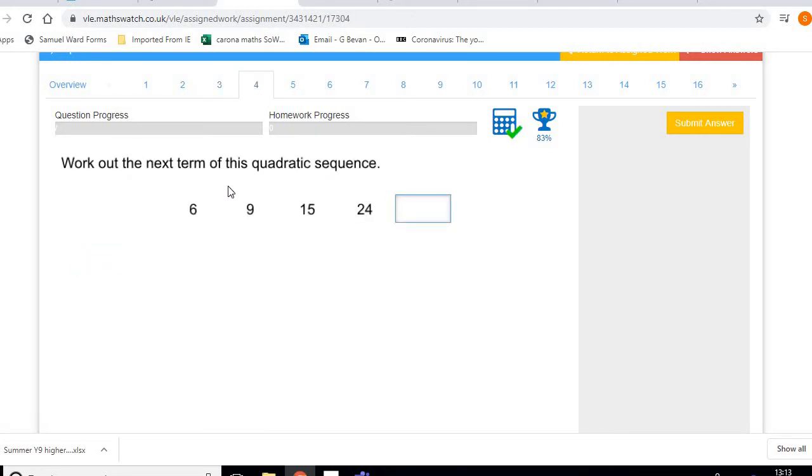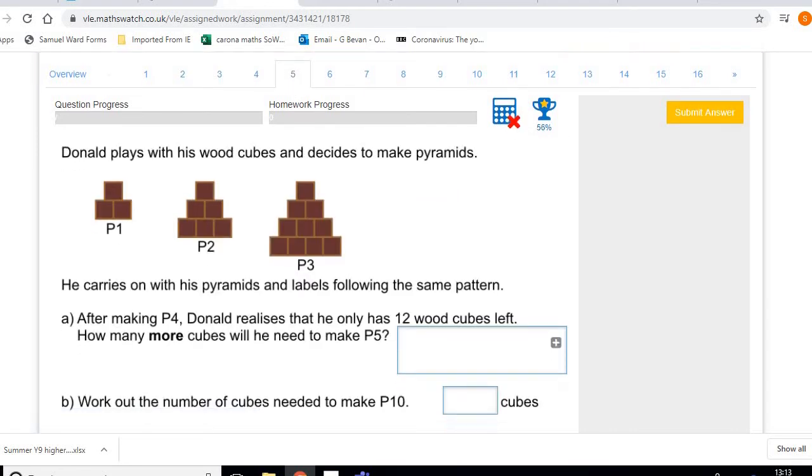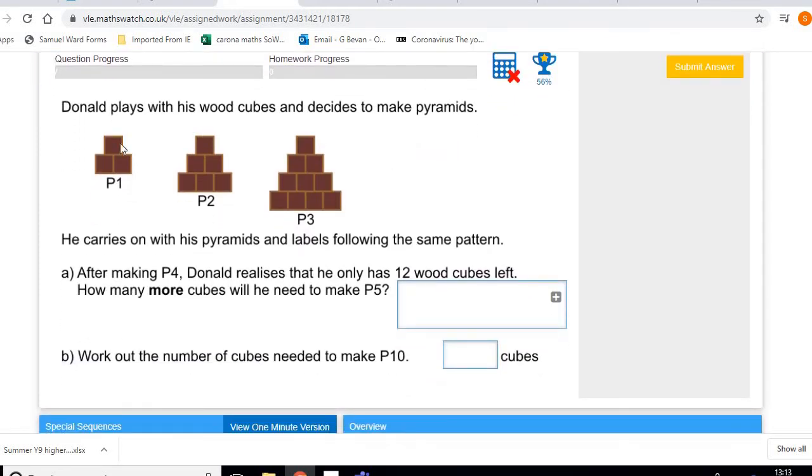This is a more difficult sequence. I'm going to come back to this one. In this one, we've got a set of cubes. Okay, and if we add them up, we can work out how many are in each sequence. So there's 3, and in this one there's 6, and in this one there's 10. So it's going 3, 6, 10. Okay, so we can see that they're adding a row each time.